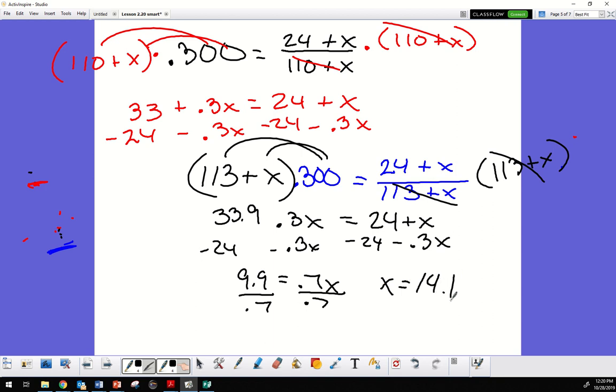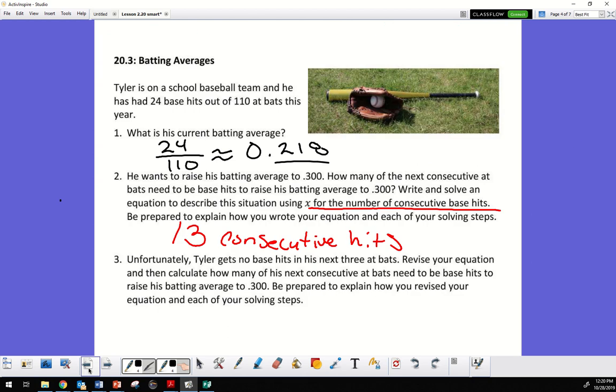What do we have to get, like 15 hits? 15 hits, because it's got to be that or more, right? If I only get 14 hits, I'm going to be less than. And with at-bats and hits, you can't have a fractional at-bat. So in this case right here, it's going to be 15. So I'm going to end up with 15 consecutive hits here.